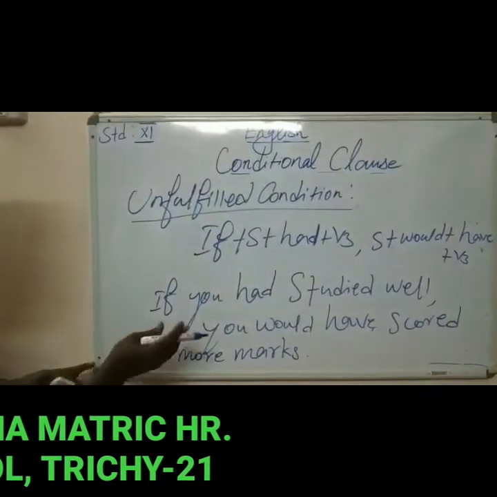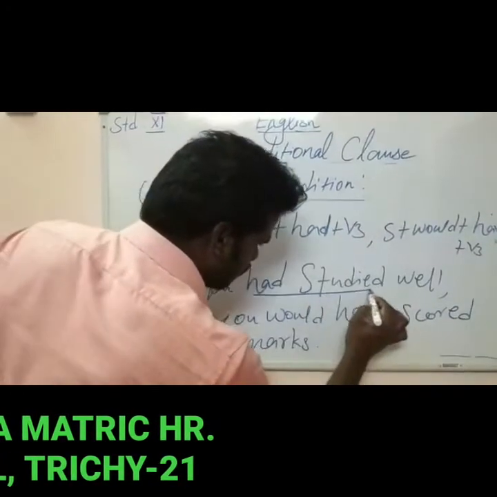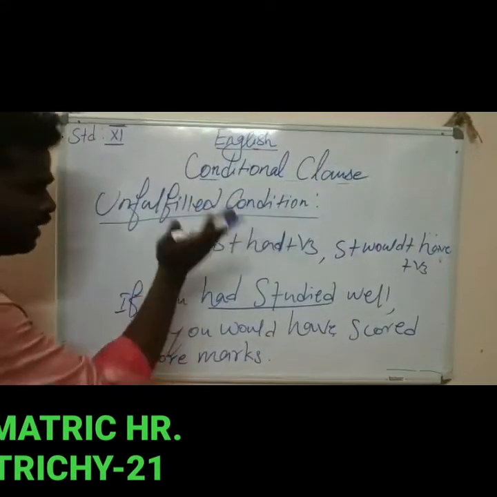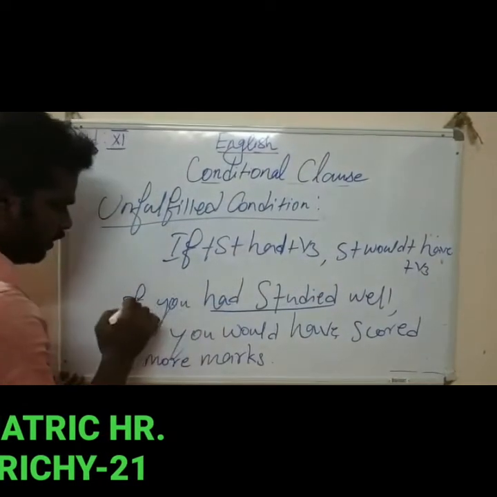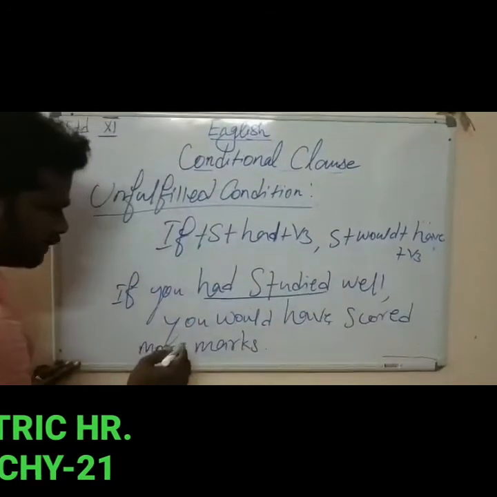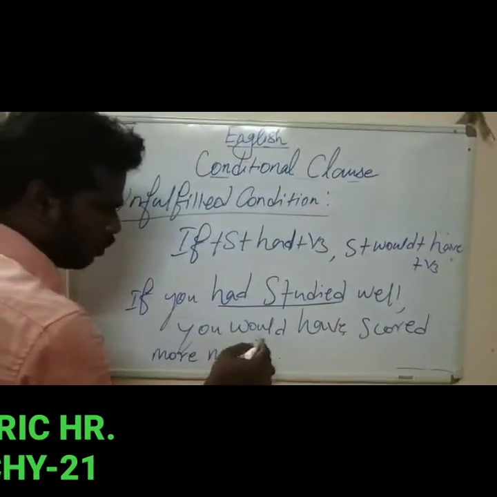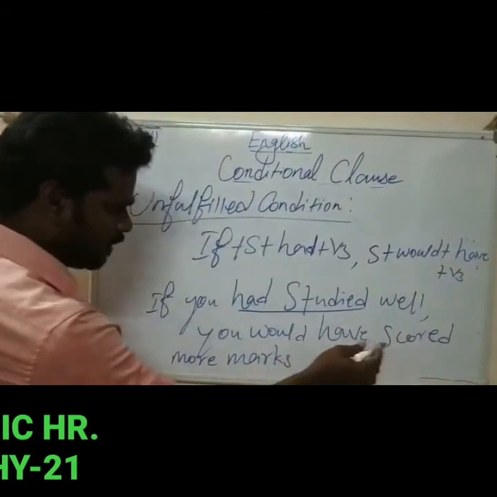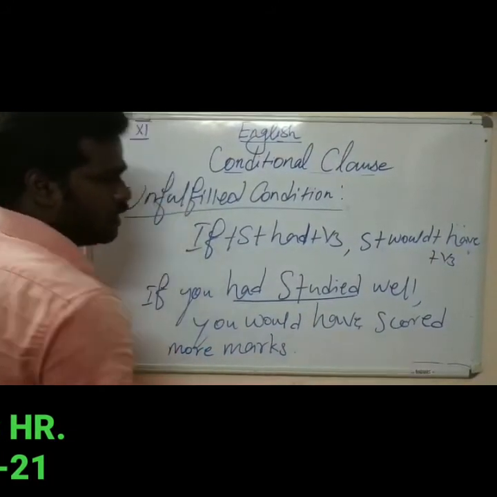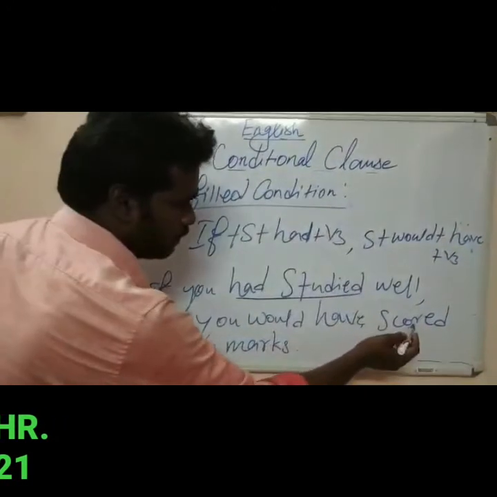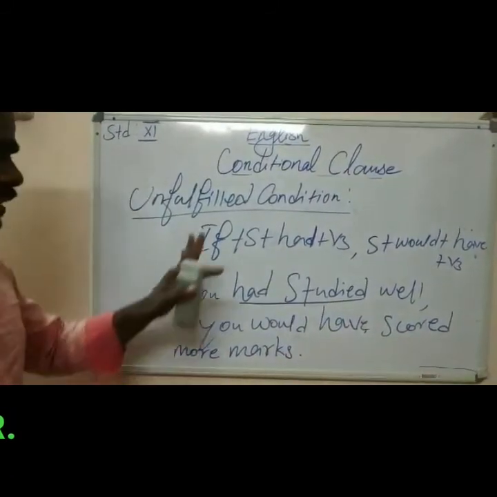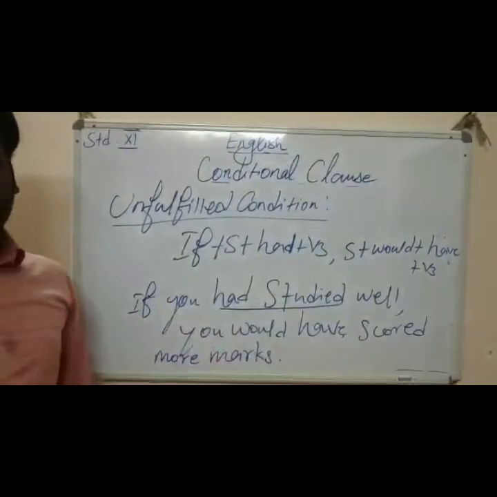Again I repeat. If you had studied, past perfect, the third condition, unfulfilled condition. If subject had V3, studied here, is the condition part. The result part is subject would plus have plus V3. I have used scored, the past participle. You would have scored more marks. This is an unfulfilled condition. It is not possible, we can't change it.